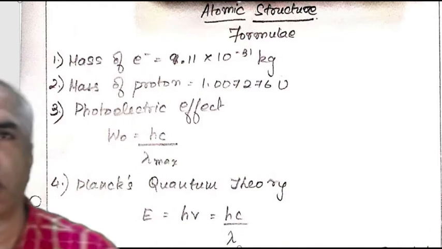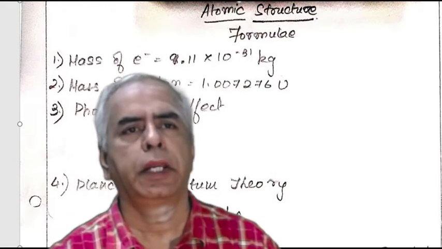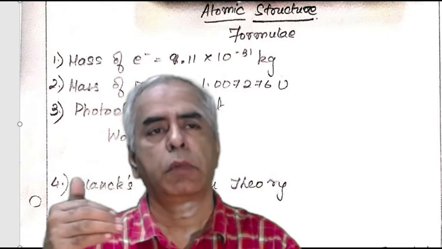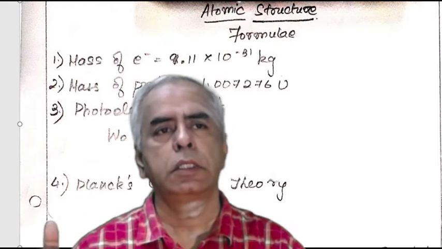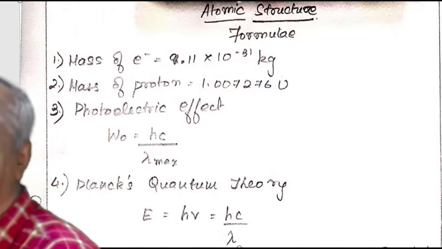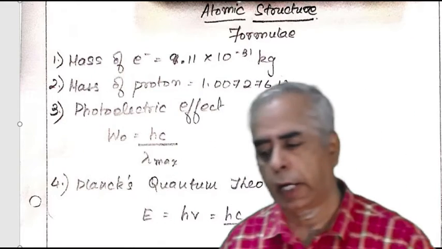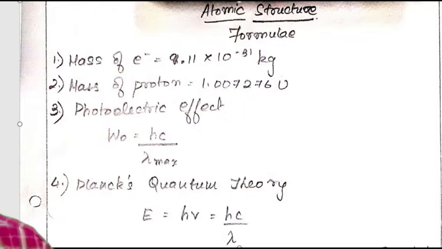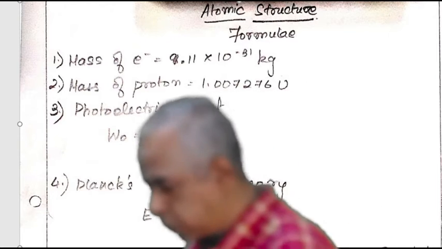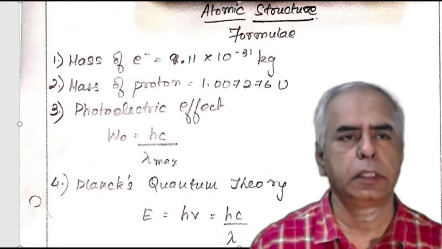Are you able to follow? Now roughly we can say 1.007 or 1.008 into 10 power minus 27 kg. You just compare the mass of proton and mass of electron. The mass of proton is in the order of 10 power minus 27 and the electron is in the order of 10 power minus 31. So the difference is 10 power 4 times, is it not? Right. And that is why the mass of electron is negligible in this case.